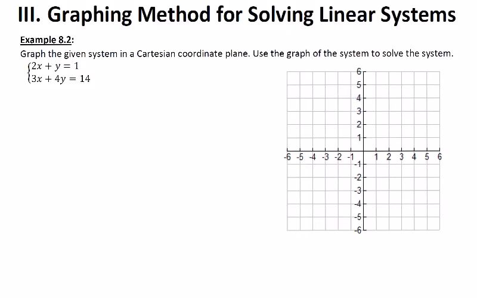In part 3 of section 8, we're going to begin looking at the process for solving a system. Now that we know a linear system either has one solution, no solution, or infinitely many solutions, we still need to know how do we figure out what the solution or solutions are.